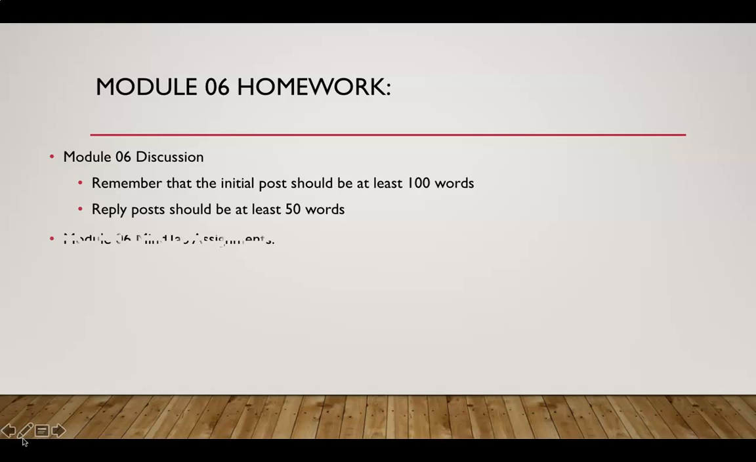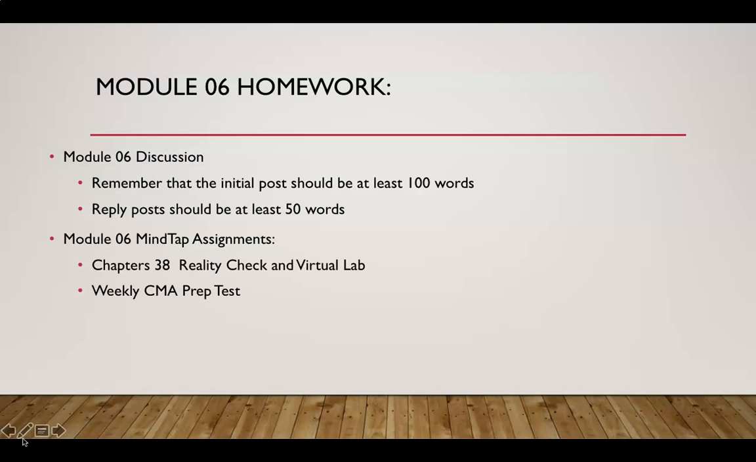The next that we have here are your Module 6 MindTap assignments. For this week, you have one chapter that you are working with. It's chapter 38, but there are 2 assignments for it. The first one is a virtual lab, learning lab on clinical procedures. The second one is a reality check reflection on the complete physical exam. Then you also have your weekly CMA prep test in MindTap.